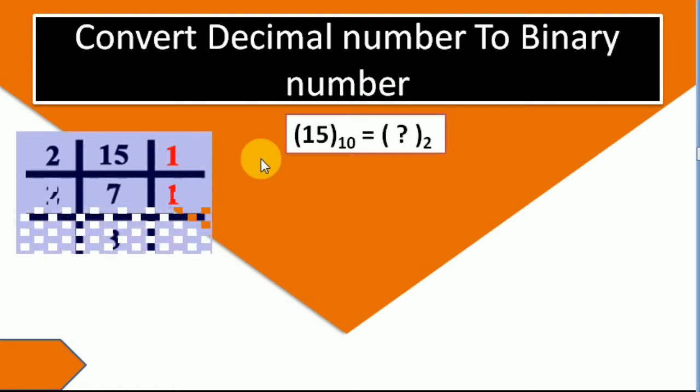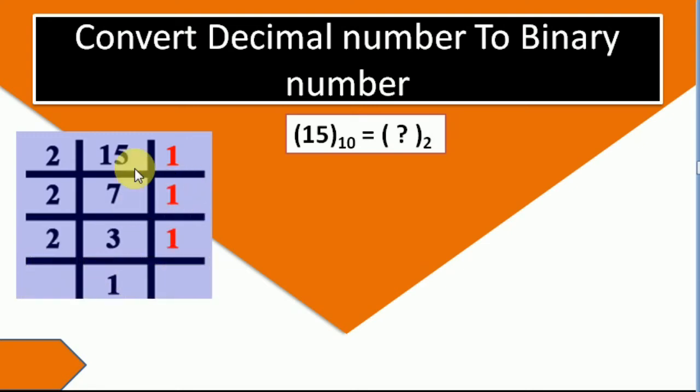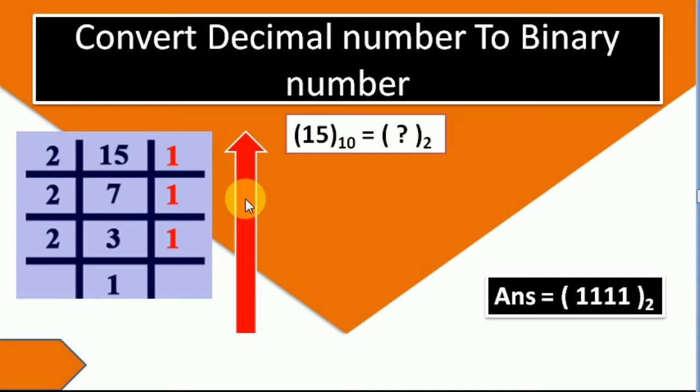Next, we divide 7 by 2, then 2 3s are 6, and what is left? 1. Again we put the 1 this side, and at last 2 1s are 2, what is left? 1. So what is the binary going to be? From down to top, 1 1 1 1. It means this is your binary number.